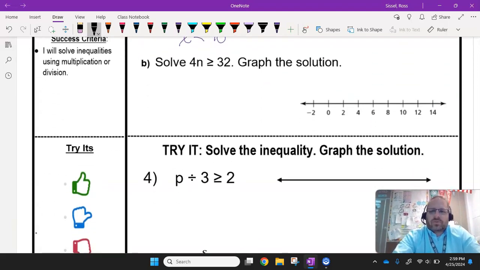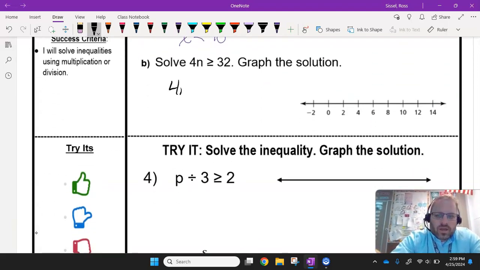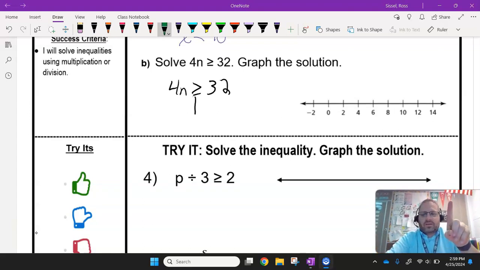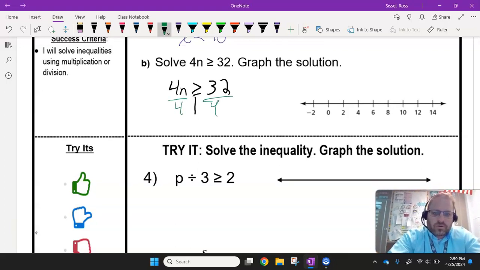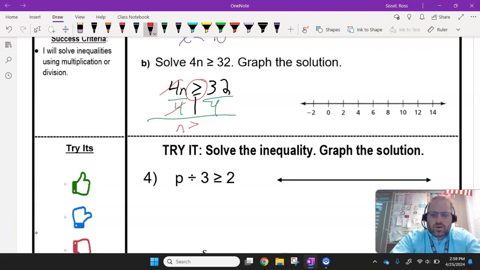Alright, so we're going to go to the next one. It says 4n is greater than or equal to 32. Okay, showing work. My variable is n. I am multiplying n by 4. So the opposite of multiplying by 4 is to divide each side by 4. The 4 divided by 4 is 1, so we're left with n greater than or equal to 32 divided by 4, which is 8. So n is greater than or equal to 8 is our final answer.